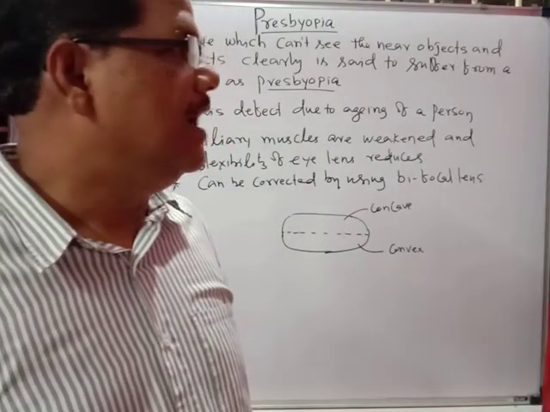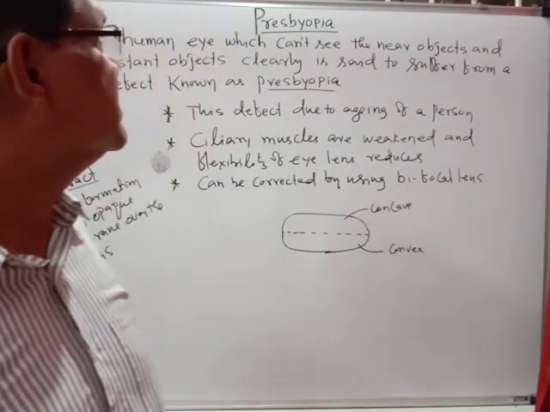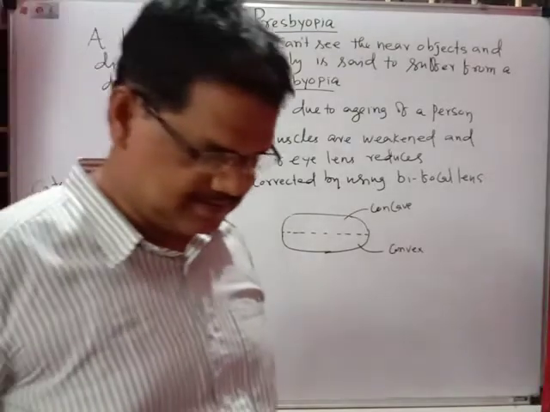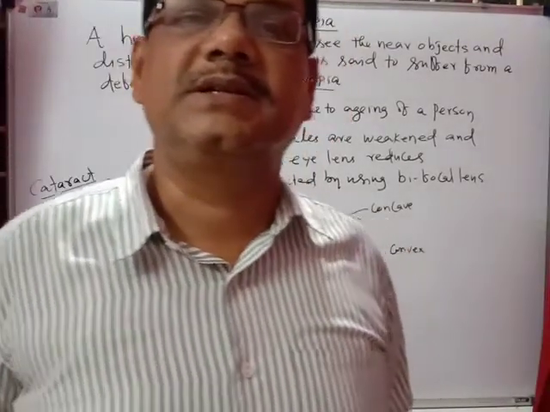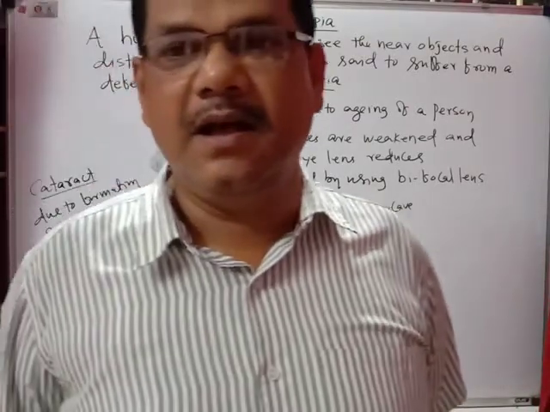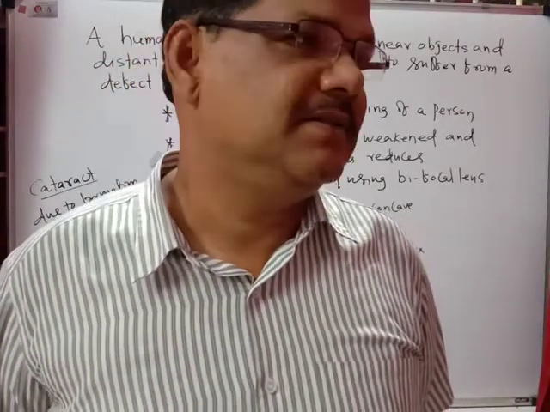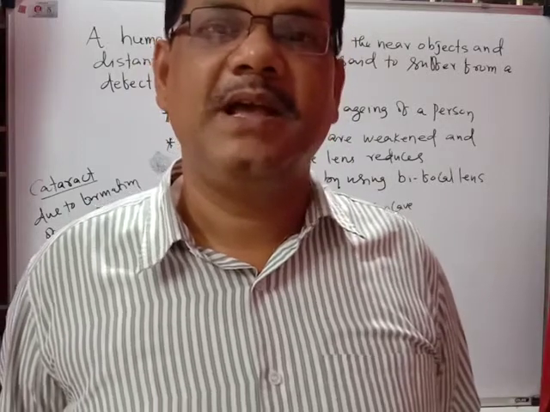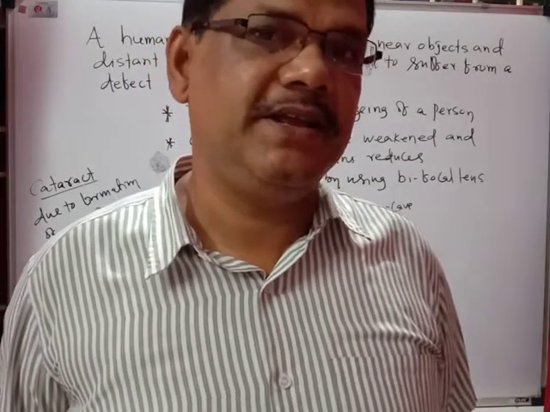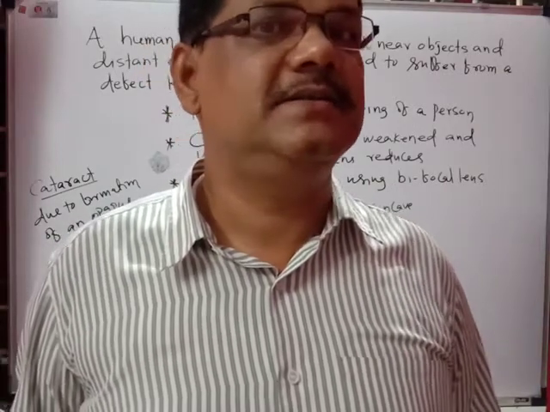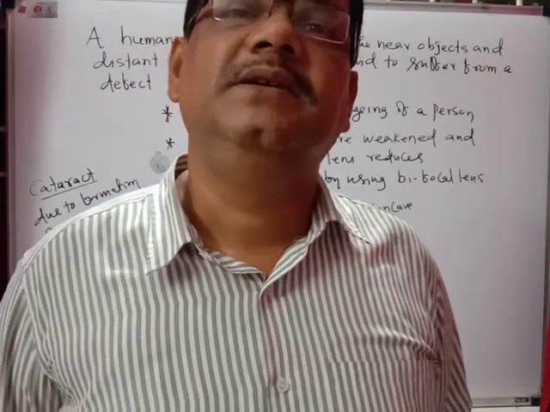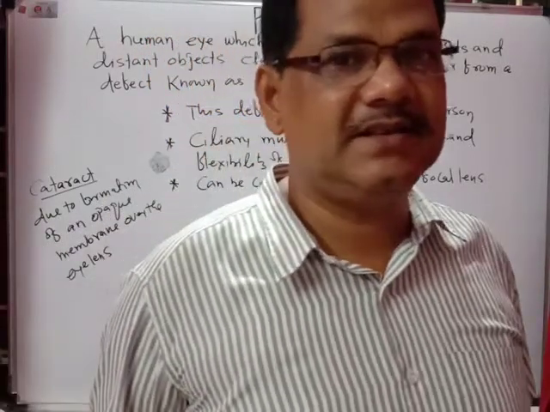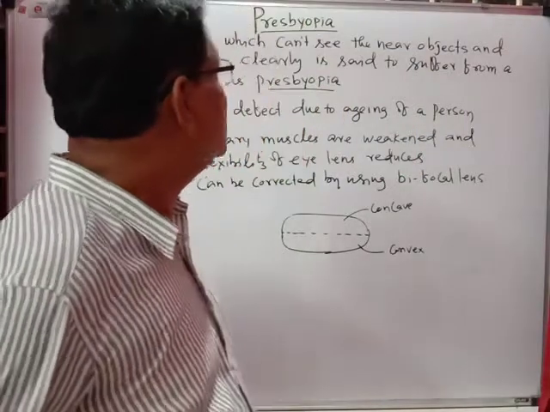Students, today we have to discuss another defect of vision, that is presbyopia. And before that, I want to discuss more about the defects you have already discussed. First one is myopia, and that myopia was corrected by using the concave lens. Second one is hypermetropia, and that was corrected by using the convex lens. And this is the third case, that is called presbyopia.